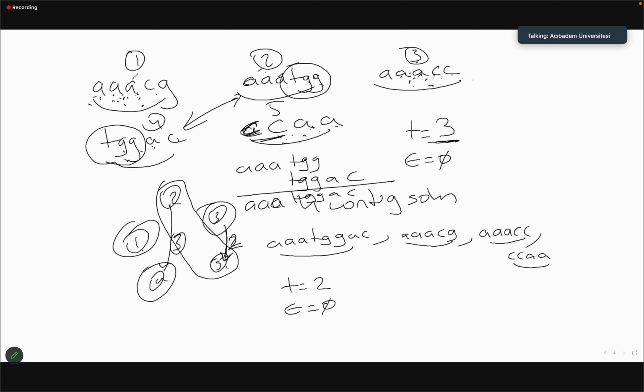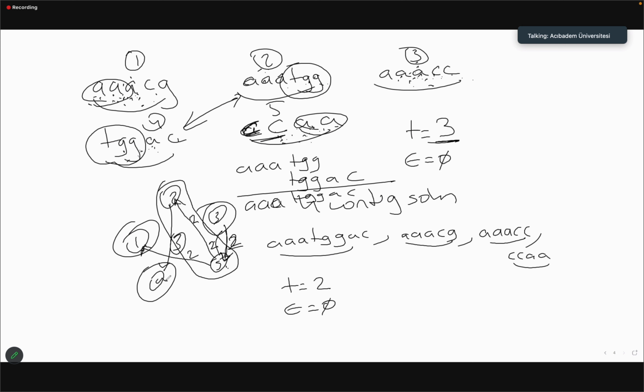And 4 to 1, 2 letter overlap, no. 4 to 2, 2 letter overlap, no. 4 to 3, no. 4 to 5, no. 5 to 1, 2 letter overlap, yes. And 5 to 1, AA, it's overlapping. 5 to 2, 2 letter overlap, yes. AA. 5 to 3, 2 letter overlap, yes.